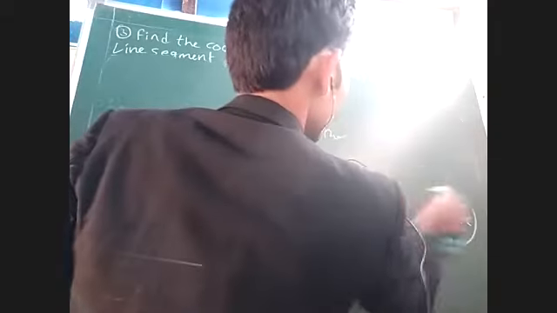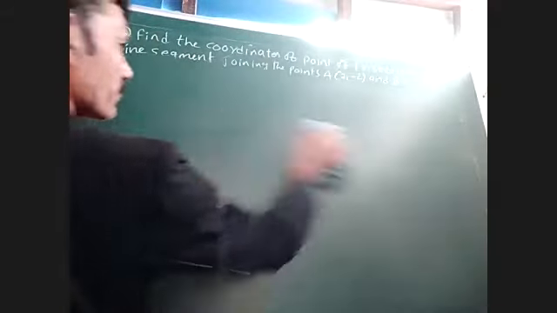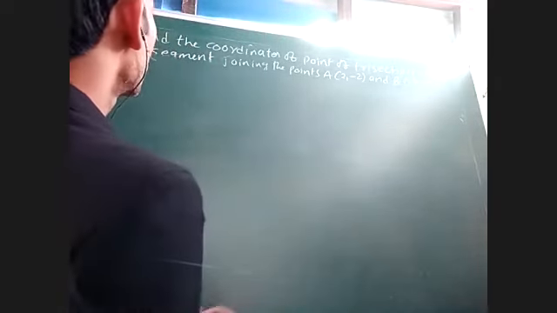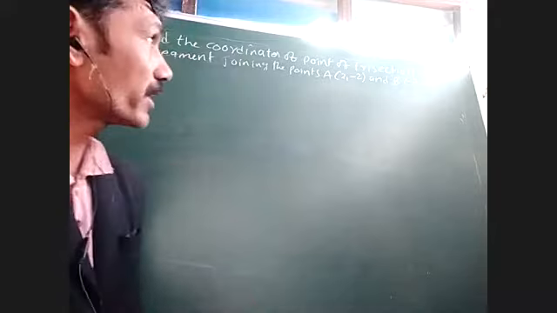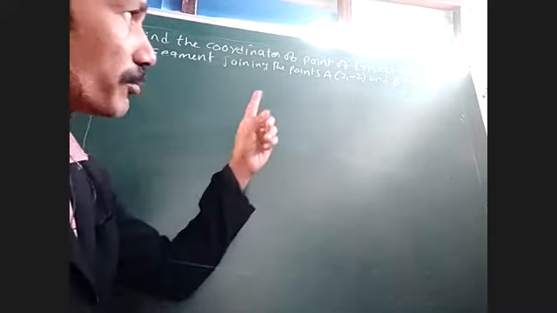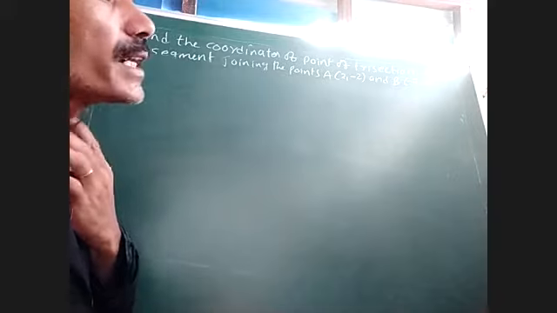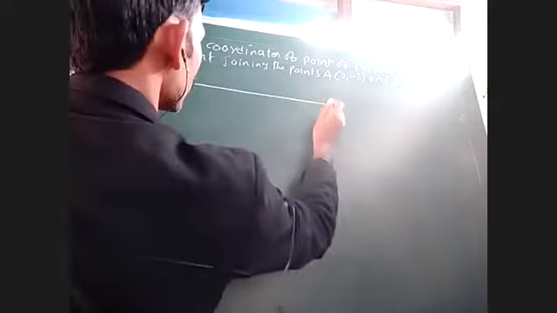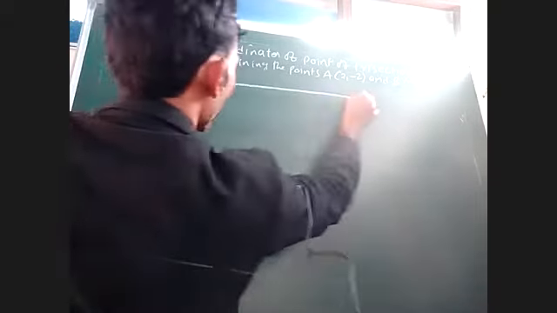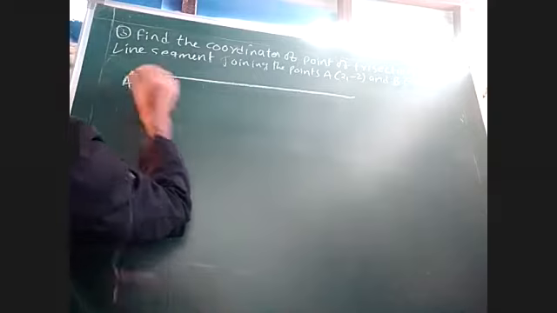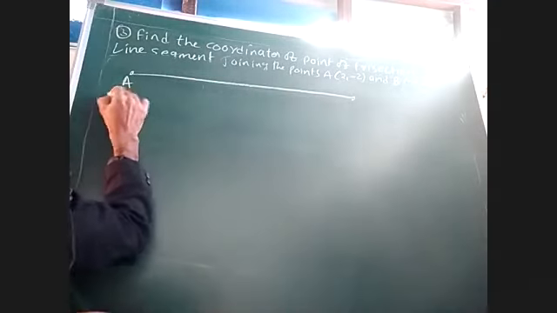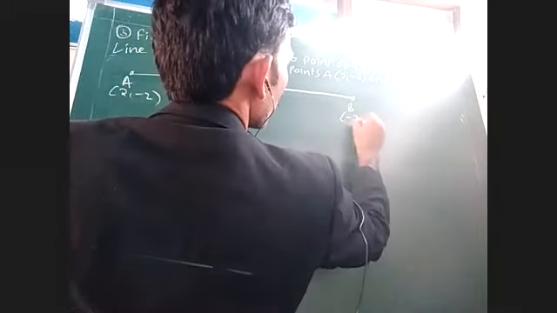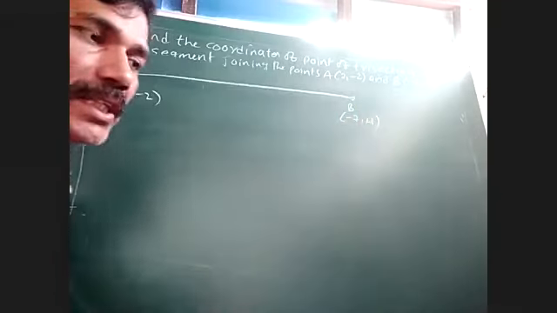Bisecting, everybody knows. Trisecting means, see, find the coordinates of the points of trisection of the line segment joining the points A(2, -2) and B(-7, 4). They have given A(2, -2), B(-7, 4), and they asked you to find the points of trisection.